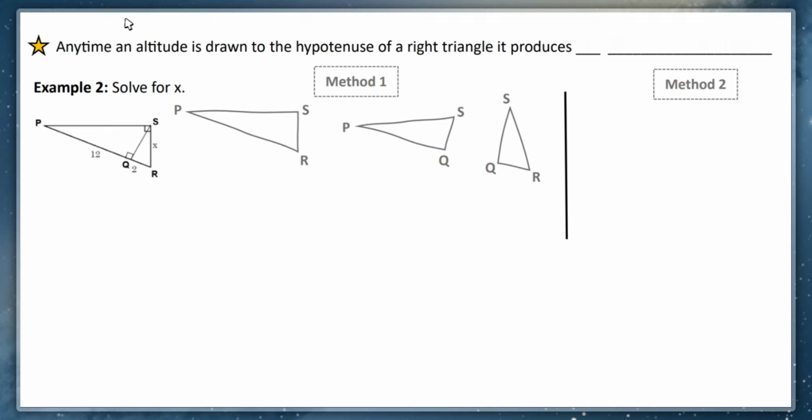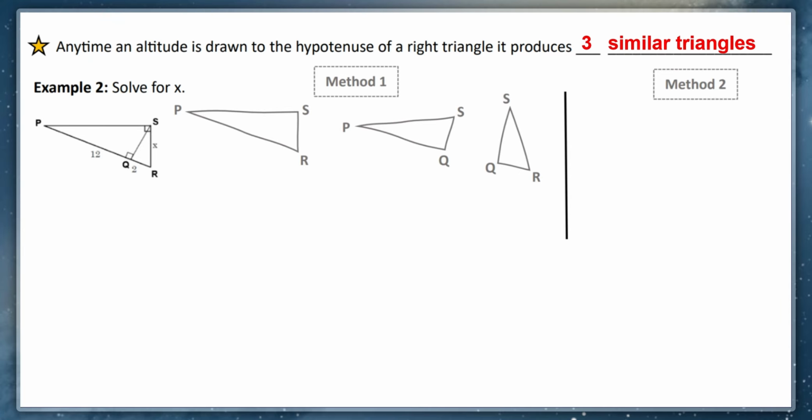So if we look at this statement here, it's important to understand that anytime an altitude is drawn to the hypotenuse of a right triangle, it produces three similar triangles. Now, here are the triangles that we're looking at. We have the large triangle here, PSR, PQS, SQR. Example 2 here is asking you to solve for x, right? Whenever we're doing these types of problems, there are two methods on how to solve it. This video lesson is going to cover method number 1, which is going to consist of us separating out all three triangles, similarly to how we did on the last slide.